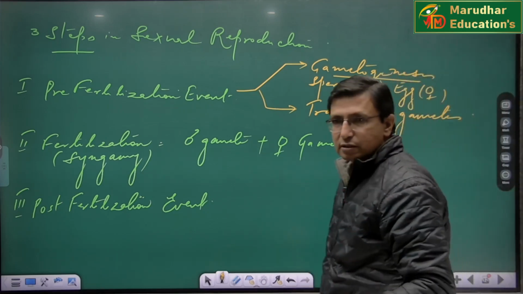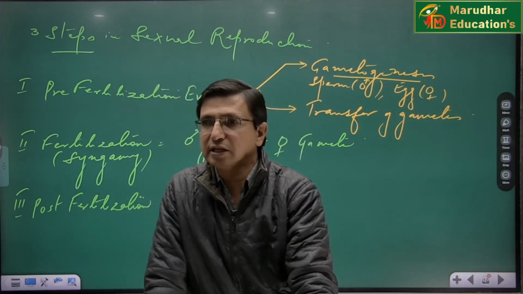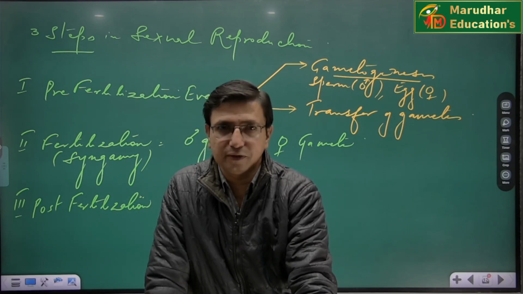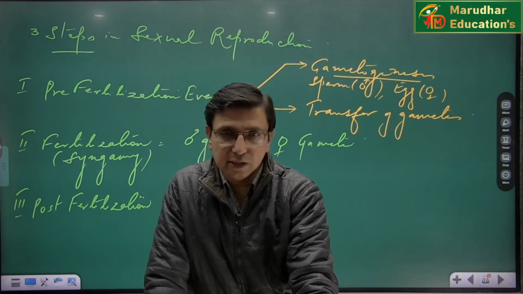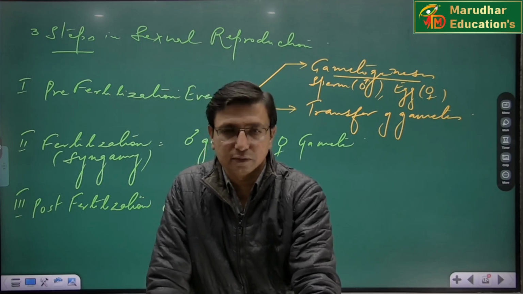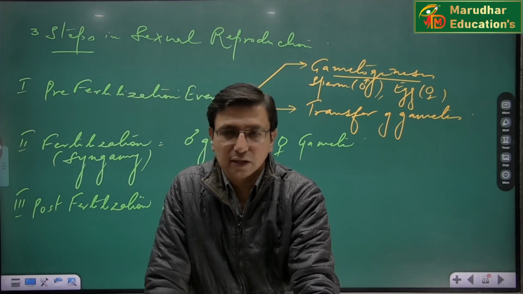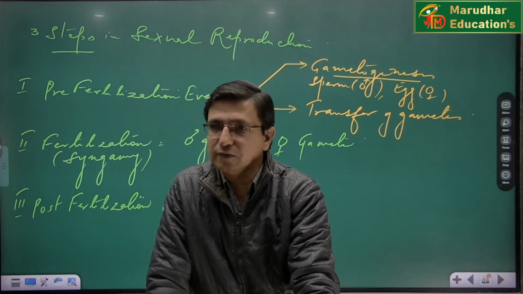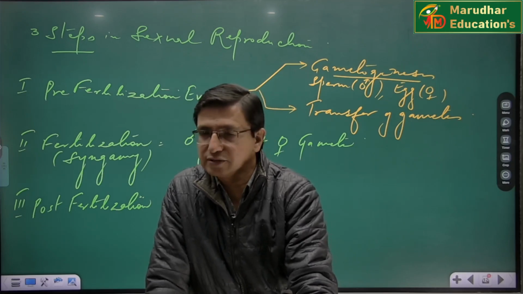See, in males, sperms are produced inside their body, and the fertilization takes place in the body of the female. So sperm has to be transferred inside the genital tract of the female. This process is known as gamete transfer or transfer of gamete. Where is it transferred? At the site of fertilization.